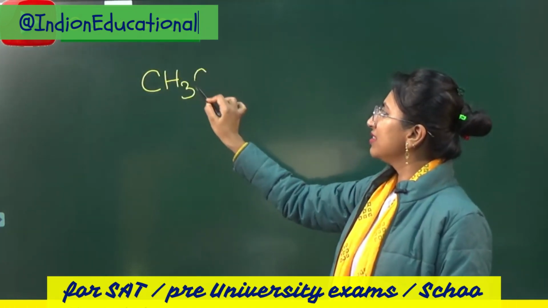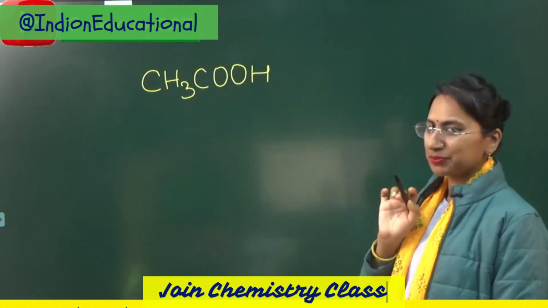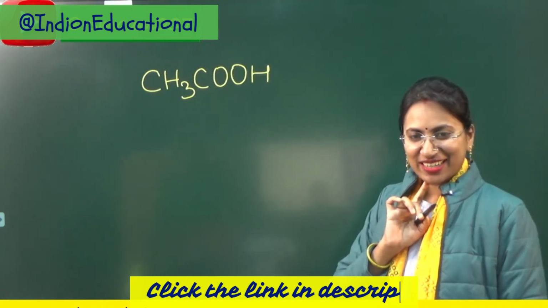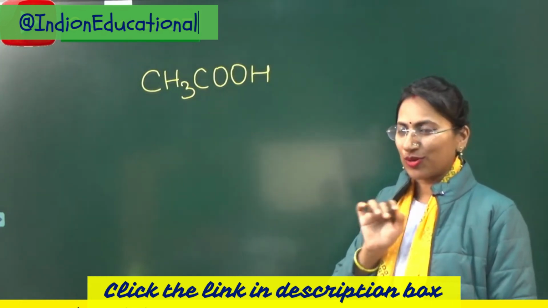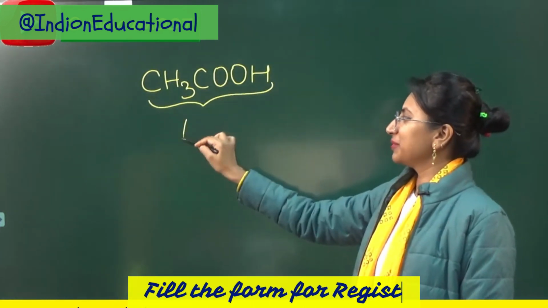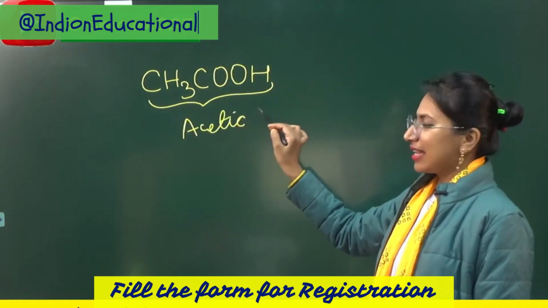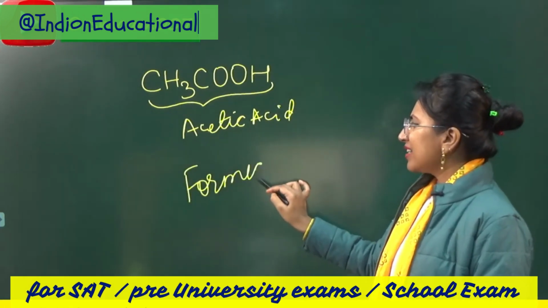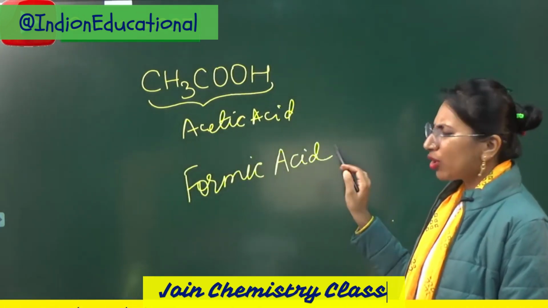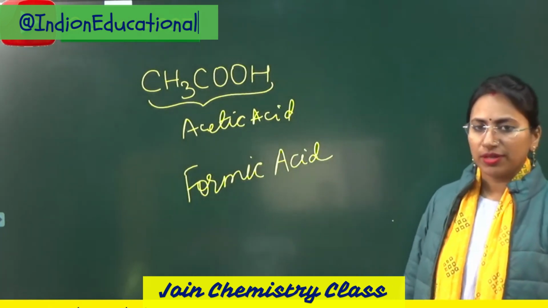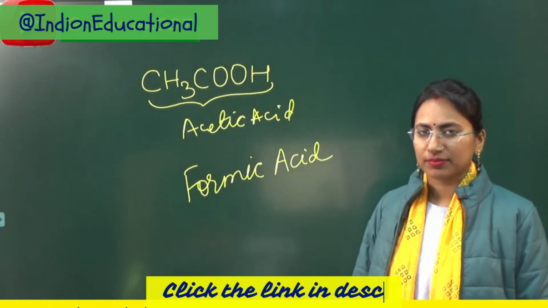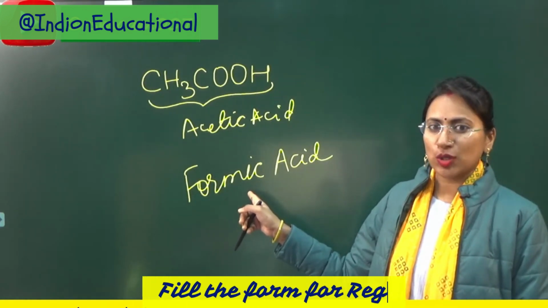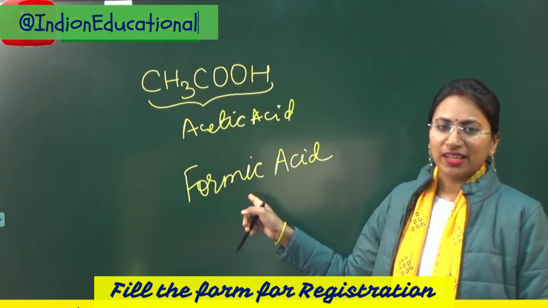Now let's try to recall this. What is this? Can you recall it? CH3COOH. It is acetic acid. Can you tell me one more thing? Where is formic acid used, or where is it found in nature? In the bee or ant sting, these acids are found.